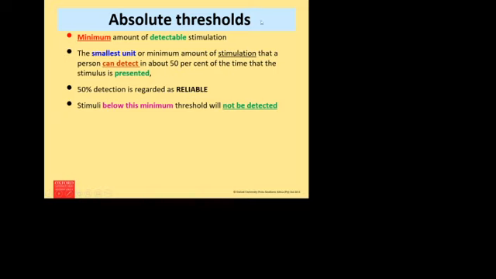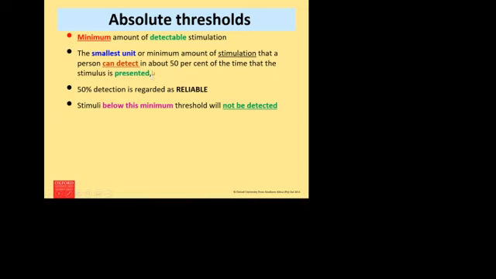So the absolute threshold is actually the minimum intensity of a stimulus that we can detect. For example, the smell of perfume. If we can detect the weakest smell, that is considered the minimum amount, because it is a little bit above the threshold. If it is lower than the threshold, then we cannot detect it.